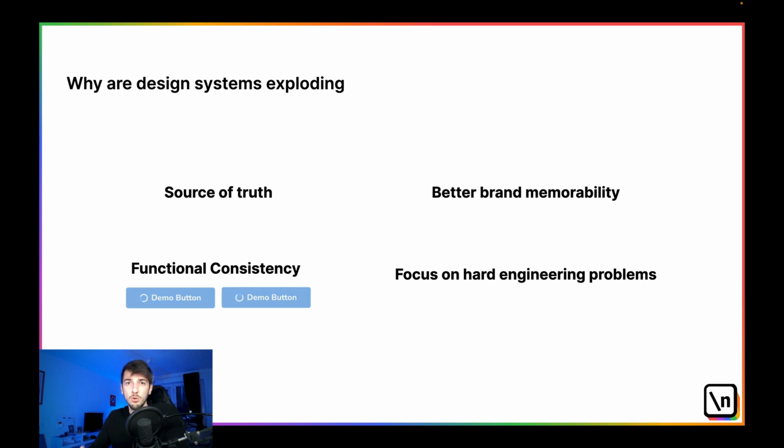Some other reasons: we have a single source of truth. We have Figma and Storybook in our case. We have better brand memorability, which brands really care about. We have also functional consistency, and we can check the example of the two buttons that have a different speed in the loading spinner. And this is just for a button. We can have different animations in drop-downs, in sidebars, and this can deviate really much in different user-facing products of our company. And the last reason is that we can focus on solving hard engineering problems rather than styling components.